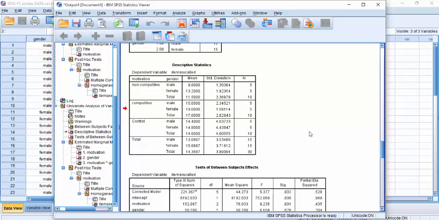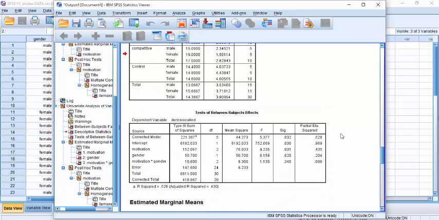But we really want to know if this is significant. So looking at our test of between subject effects table, this is our ANOVA table. And similar to the OneWay ANOVA, we look at our sources and see our independent variable 1, motivation, and our independent variable 2, gender. And if you notice, our F value for motivation is different than our OneWay ANOVA, since the formula is a bit different and is also including gender.